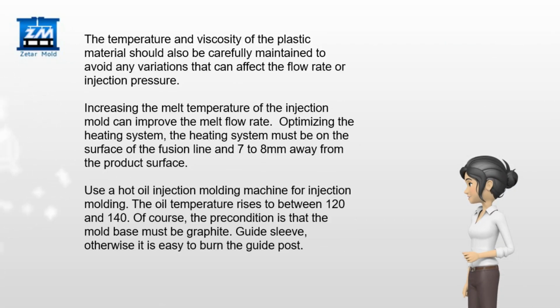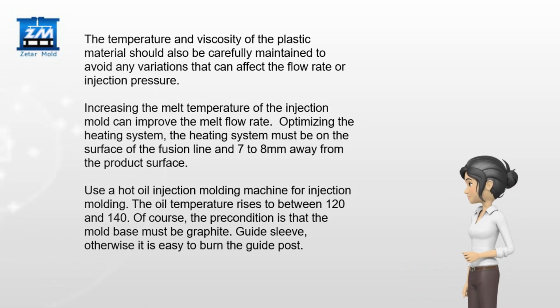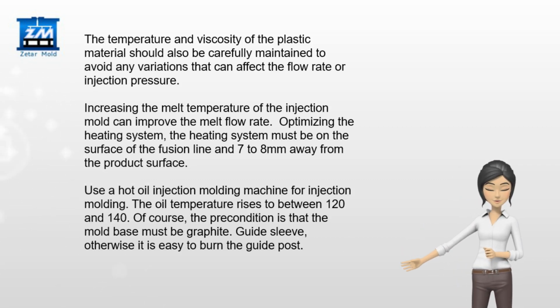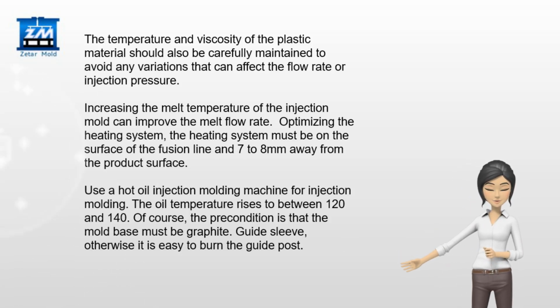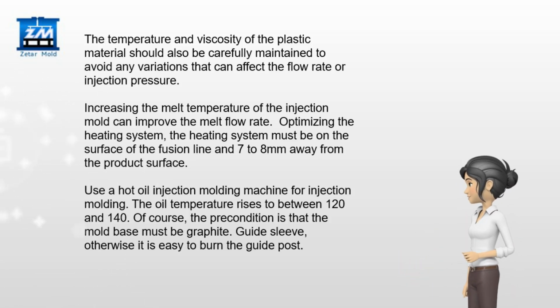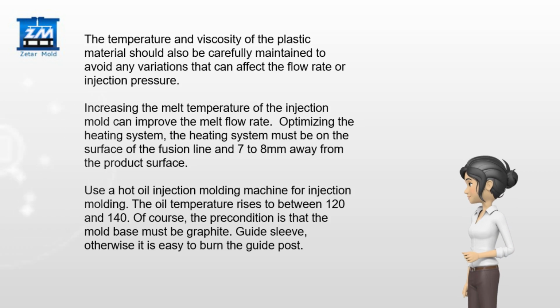The temperature and viscosity of the plastic material should also be carefully maintained to avoid any variations that can affect the flow rate or pressure. Increasing the temperature of the mold can improve the flow rate. By optimizing the heating system, the heating system must be on the surface of the fusion line and 7 to 8 millimeters away from the product surface.